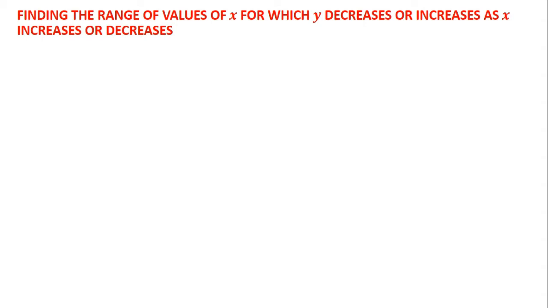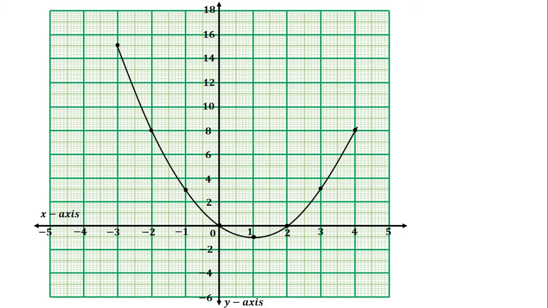Finding the range of values of x for which y decreases or increases as x increases or decreases. To help us understand this very clearly, let's consider this graph of a quadratic function. So we have the x-axis here and we have the y-axis here, and this is the graph of the quadratic function. To make things clearer, I'm going to write the coordinates of each point we have plotted on this graph sheet against it. The coordinate of this point is minus 3, 15.